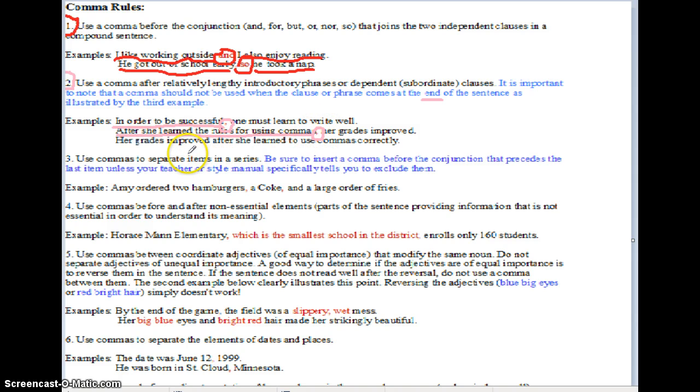However, when the introductory clause occurs at the end, we do not need to include the comma. Her grades improved after she learned to use commas correctly.